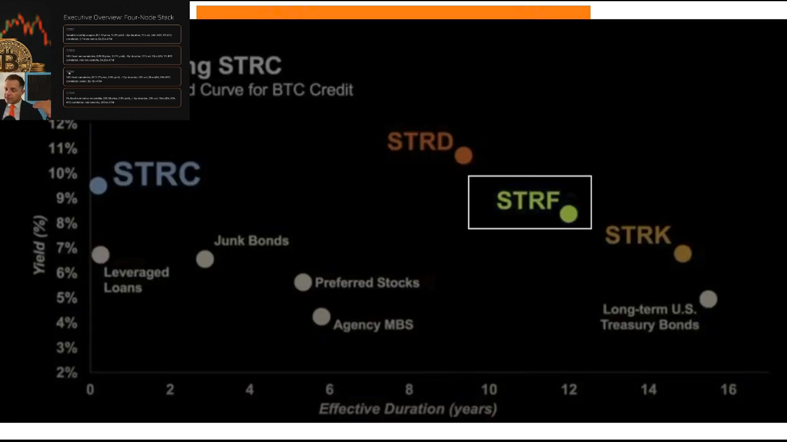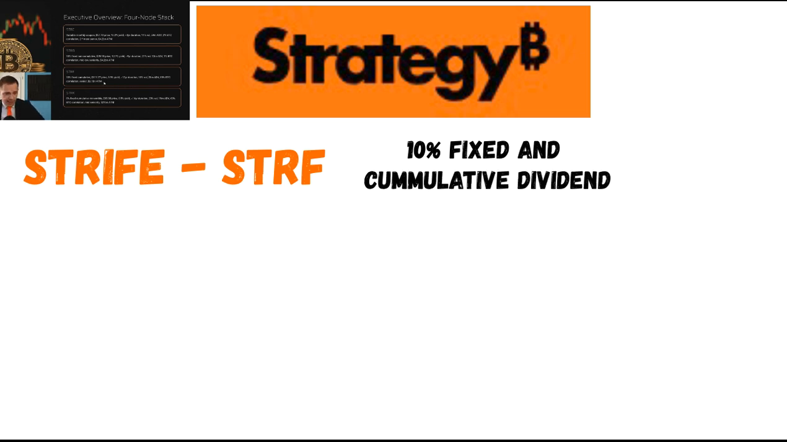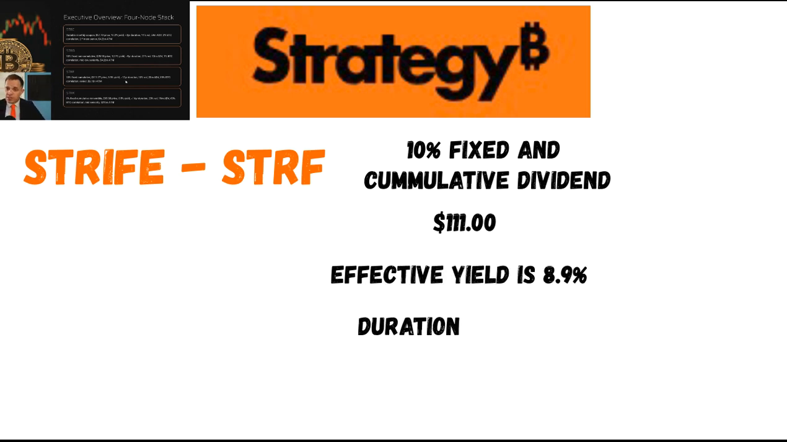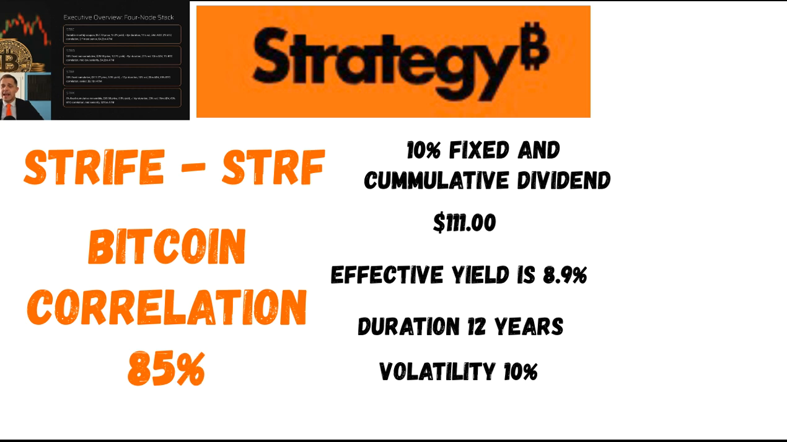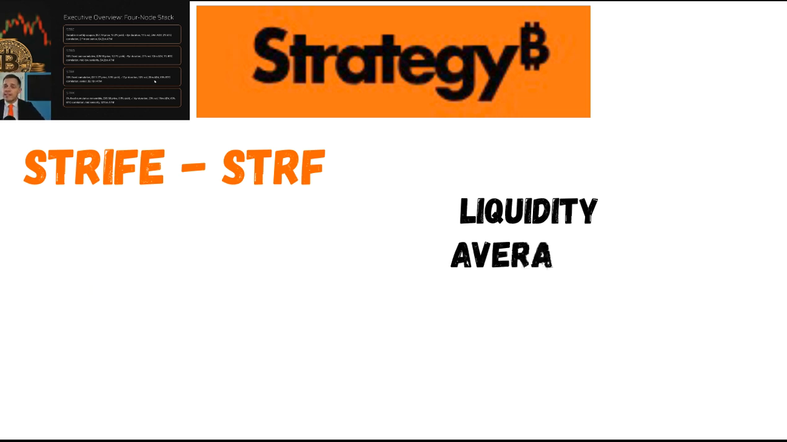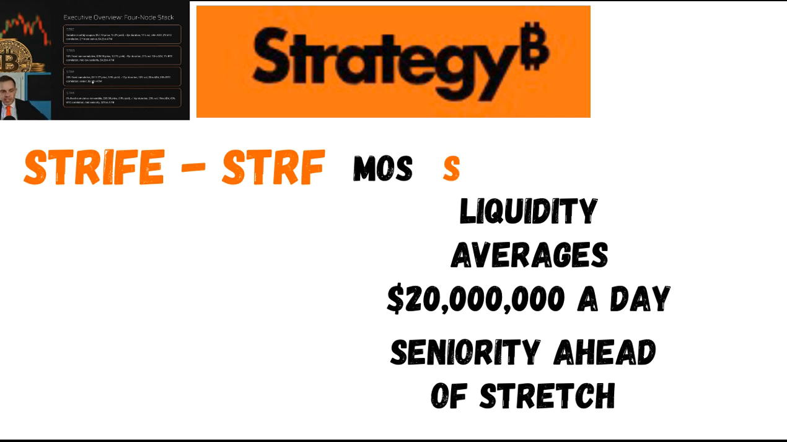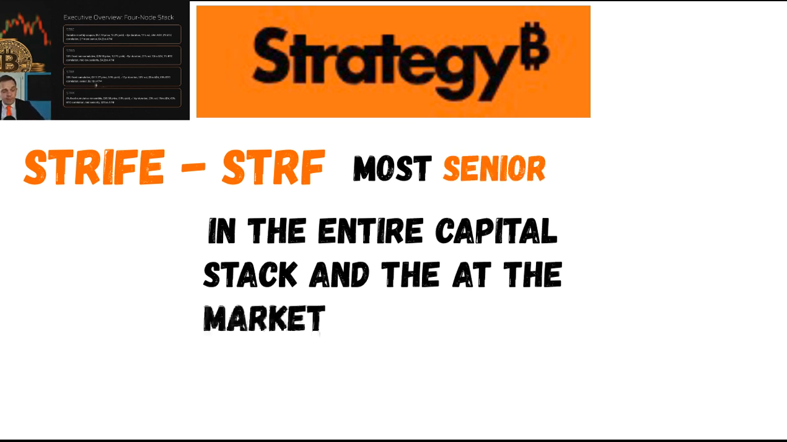Strife is the long-dated senior piece, a 10% fixed and cumulative dividend, which is priced at $111 right now, bringing the effective yield to 8.9%. The duration stretches to 12 years. The volatility is back down to 10%, yet the Bitcoin correlation right now is spiking to 85%, because the price duration magnifies the net asset value swings. The liquidity averages $20 million a day, and the seniority is ahead of Stretch. This is the most senior in the entire capital stack, and the at-the-market program is $2.1 billion.